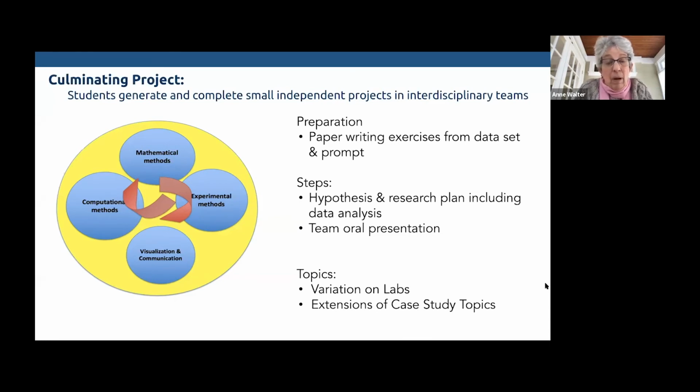And we give almost 4 weeks to these projects. So we really expect them to be working in teams, bringing their different expertise together to come up with a paper that they can share.